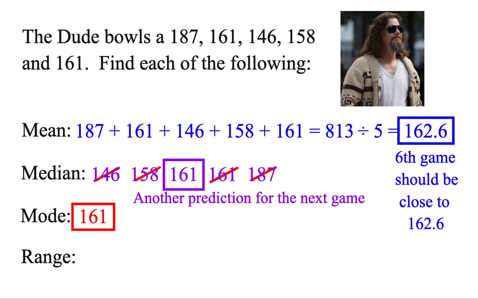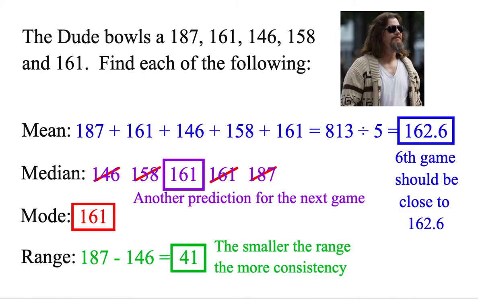You knew that one. It is possible to get no mode if nothing repeats. So just FYI. And then the range, his best game was 187 minus his worst, 146. Still a good game. And that gets us 41. So that tells us how spread out the games were from the best to the worst. Another way to say that is the range tells us the smaller the range, the more consistency there was.